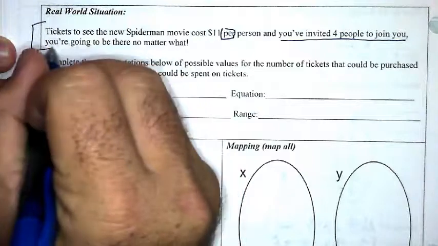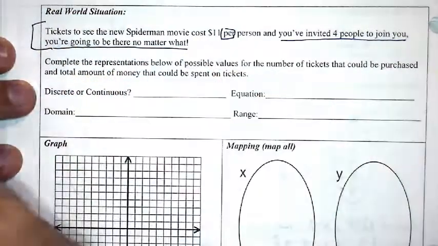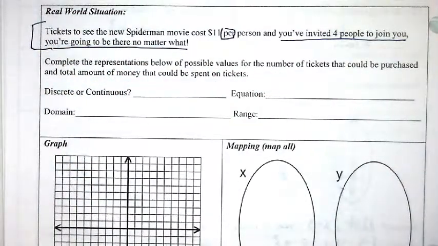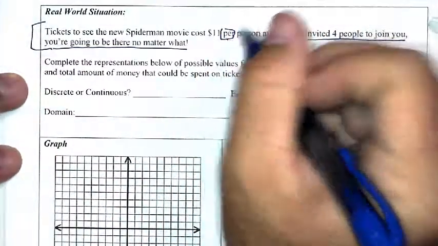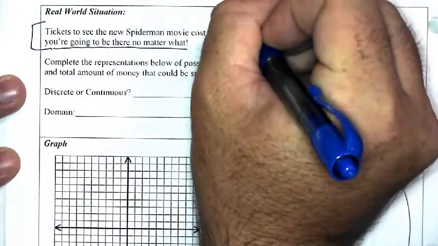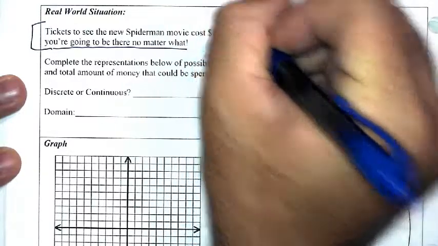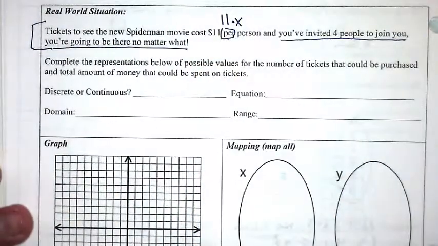Okay, so tickets to see the new Spider-Man movie cost $11 per person. Anytime I see that per, I know that I have a variable being multiplied to my x. That's what that word per means. So it's $11 a ticket per person.